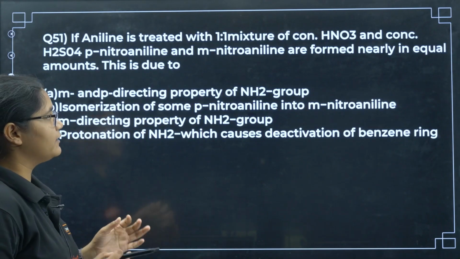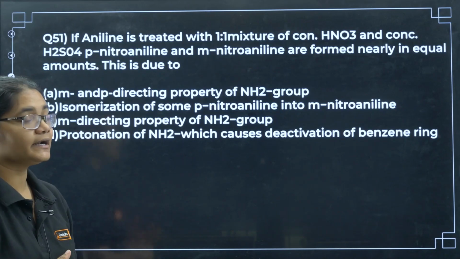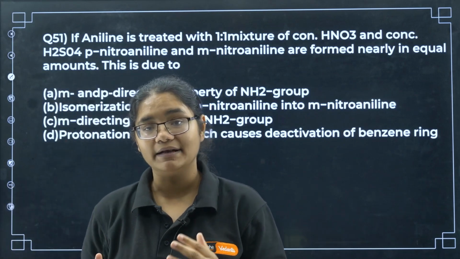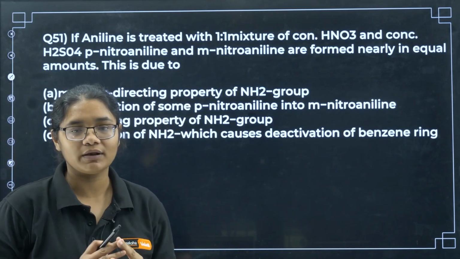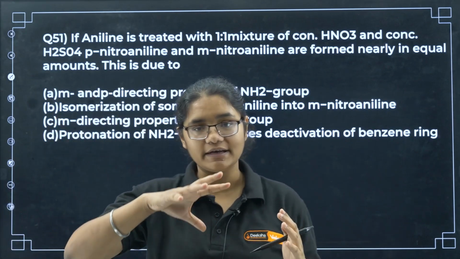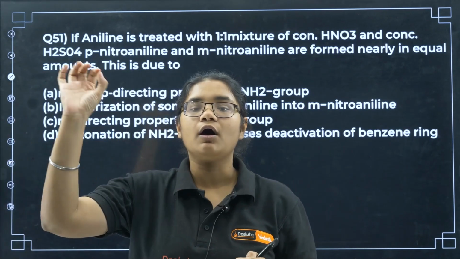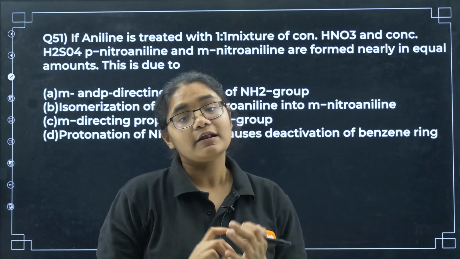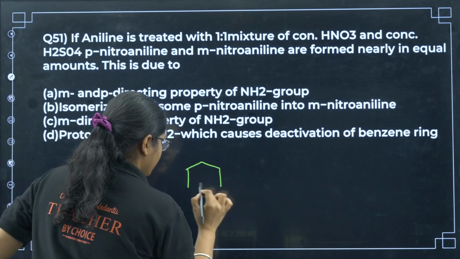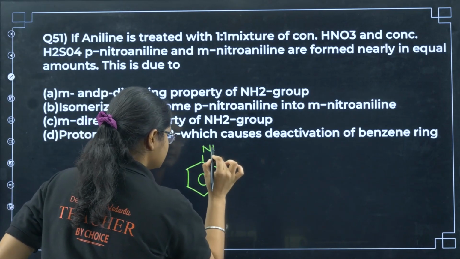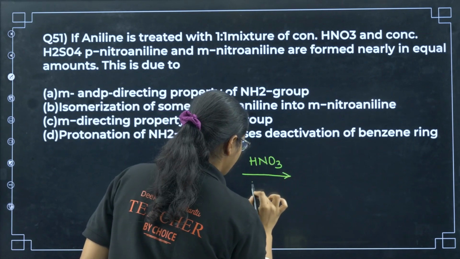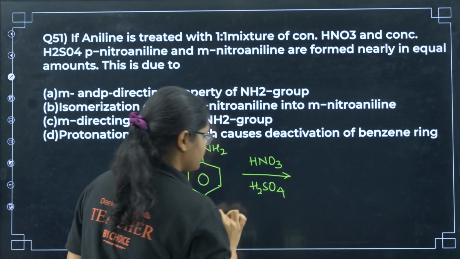If aniline is treated with a mixture of 1:1 concentrated HNO3 and concentrated H2SO4, para-nitroaniline and meta-nitroaniline are formed in nearly equal amounts. So, you know that any electron donating group generally directs the incoming group to the ortho and para position, right? Now, but in case of aniline, if I take aniline, and if I just treat it with HNO3 and H2SO4, what will happen?